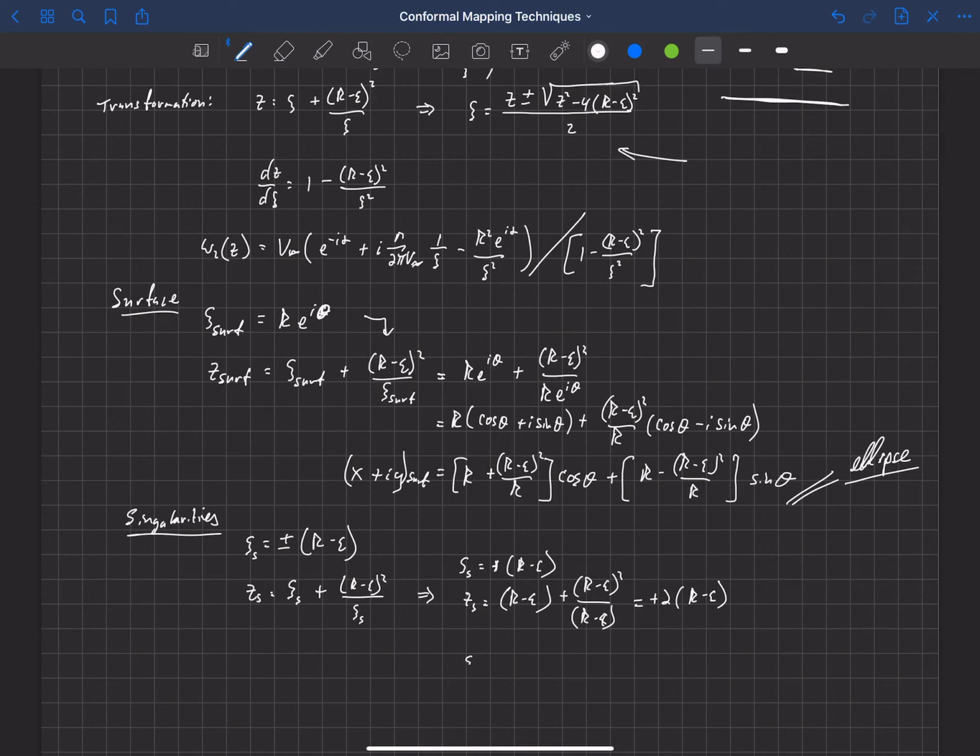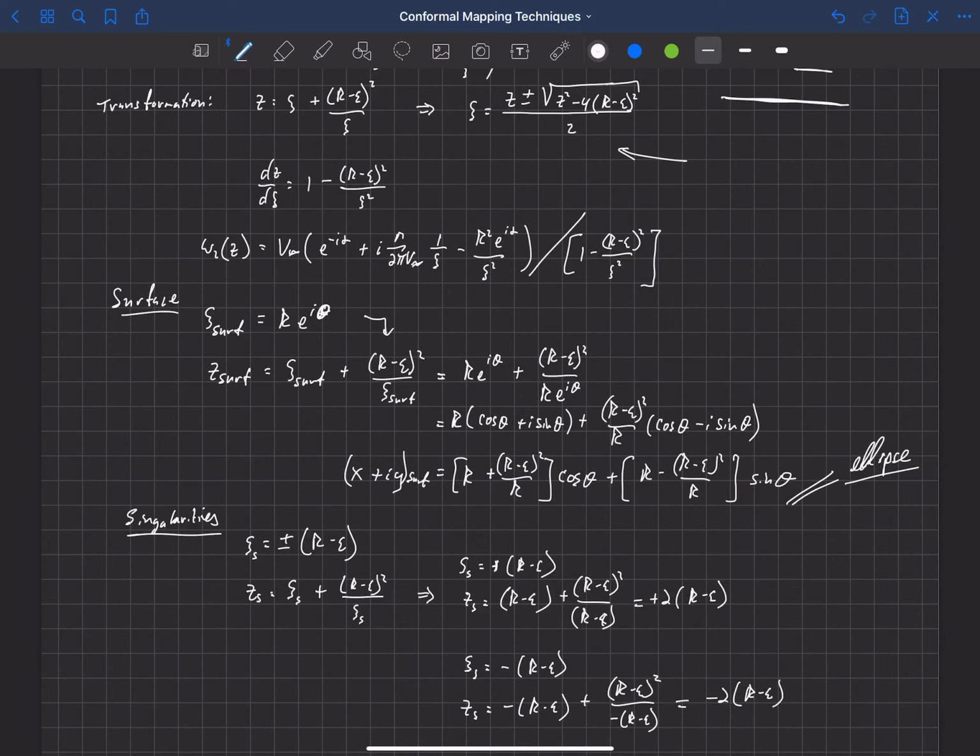Okay, so now let's look at our other singularity. Zeta singularity is equal to minus r minus epsilon, and that gives us a z singularity equal to minus r minus epsilon plus r minus epsilon squared over minus r minus epsilon. And so that turns out to be minus 2 times r minus epsilon. So our z singularities, z s, are at plus or minus 2 times r minus epsilon. So that's where they are in the z-plane.